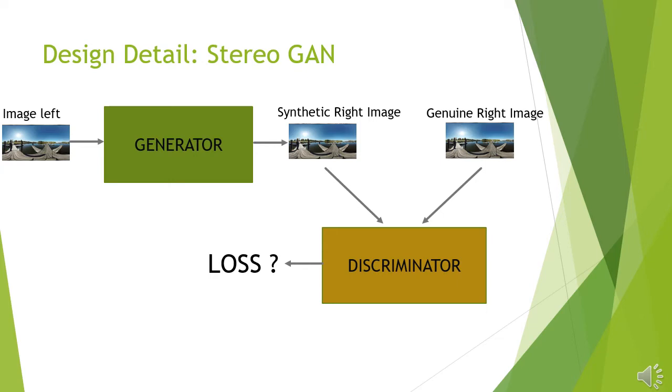The overall working flow of the model is the following. First, we have an image on the left side. It's input to the generator. The generator will produce a synthetic right image. The discriminator will receive either the synthetic right image or the genuine right image one at a time, and it will output 0 or 1, meaning either the image is fake or genuine.